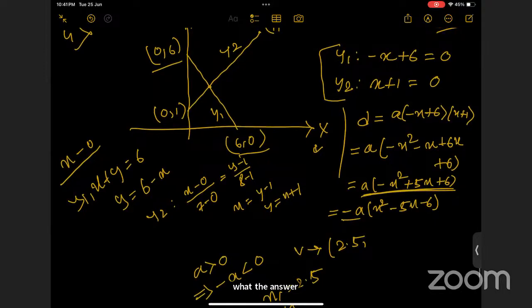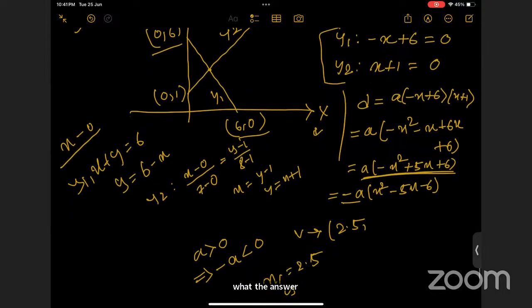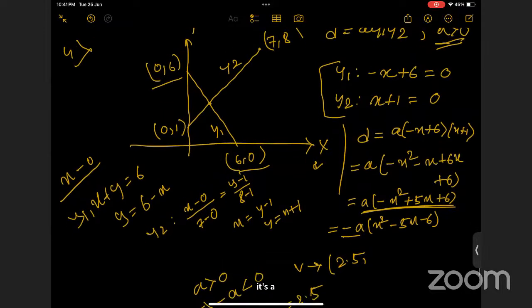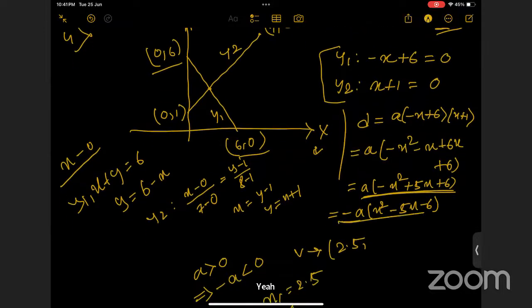So here there is no parabola involved. Okay. Because I was under the assumption that a parabola will be there. So I was just trying to figure out if there's any parabola that I will get. Yes, ma'am. Actually, I was also confused in the last class. Ma'am also told that it's a parabola. So I was also confused in it. Yeah, it's a parabola. This is true. Because this is the equation of a parabola, right?